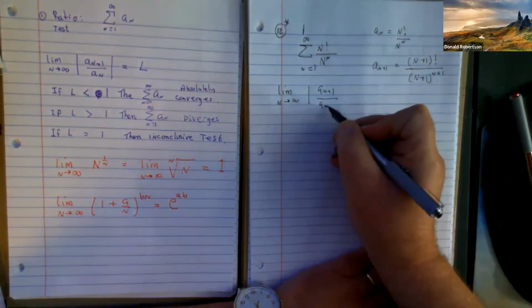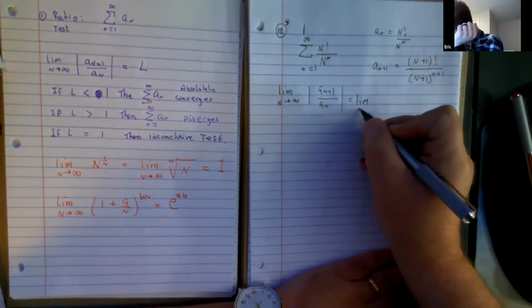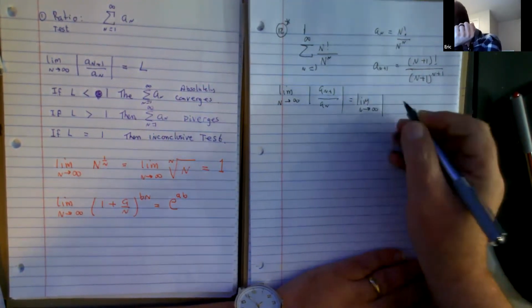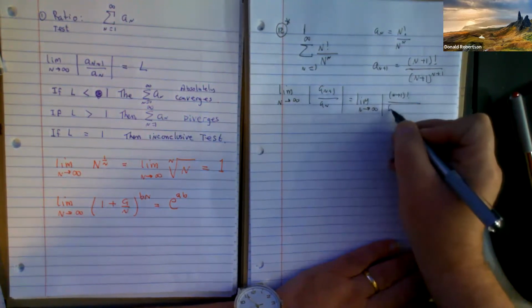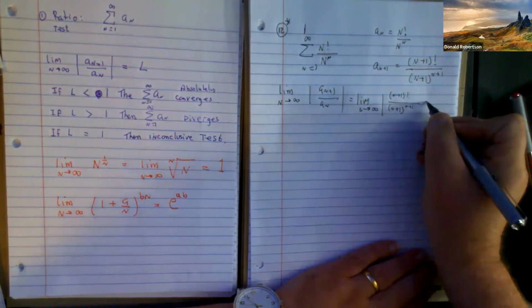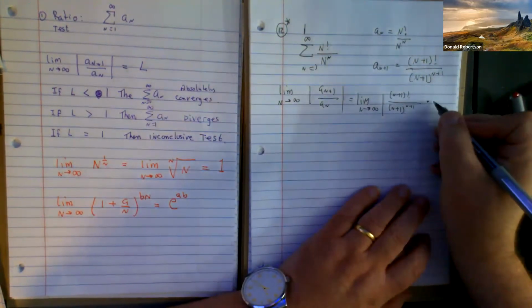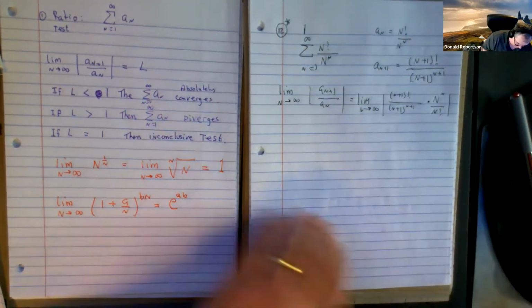So the ratio, and that's going to become the limit as n tends to infinity of n plus 1 factorial over n plus 1 to the power of n plus 1. And let's not write the line. Let's just turn this guy upside down, right? There we are.